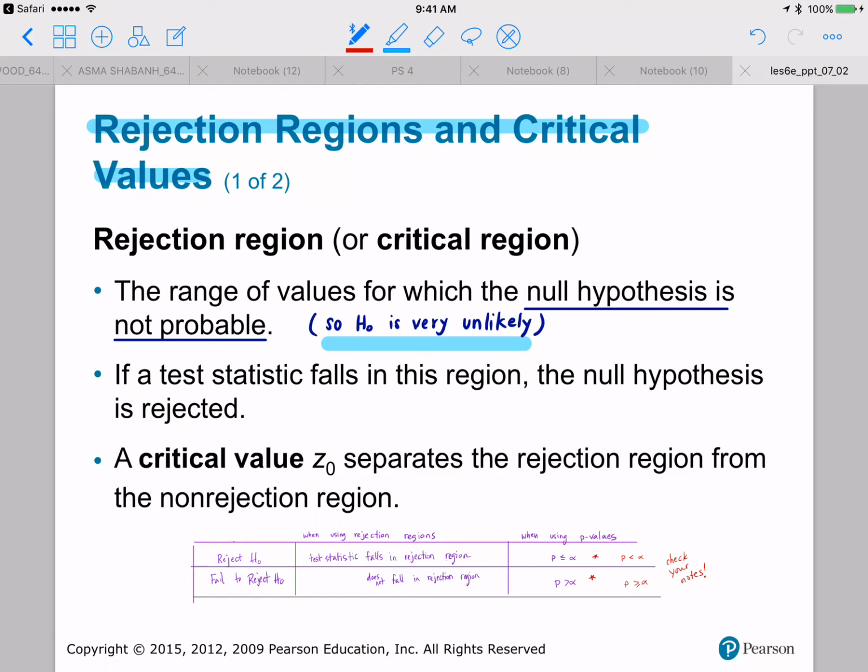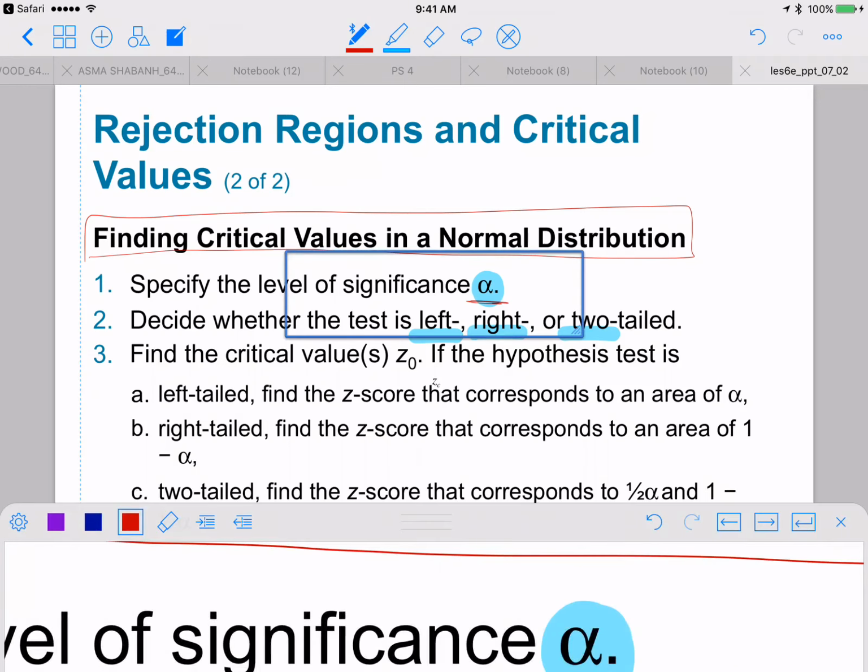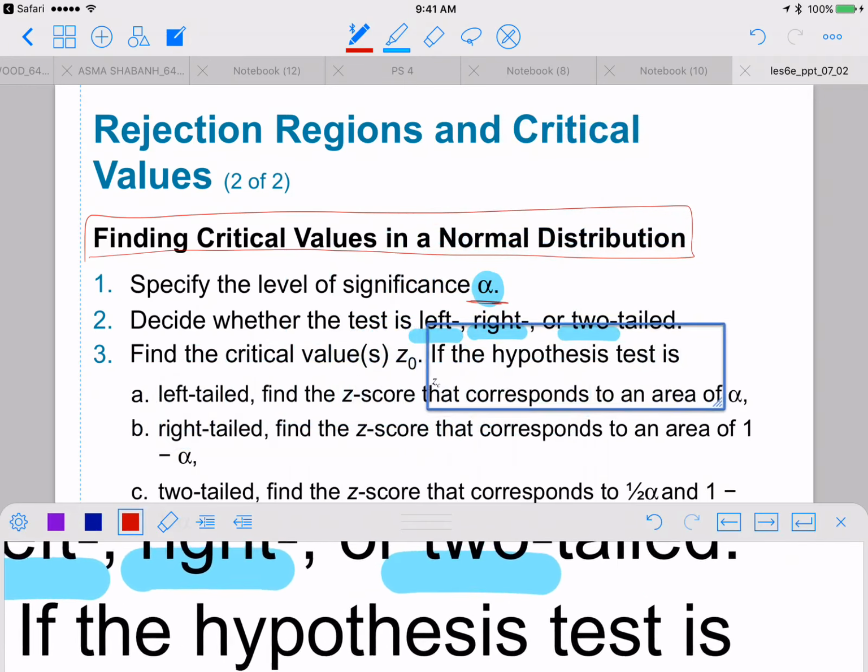And we determine the rejection region by looking at critical values. Remember, we had critical values when we were dealing with confidence intervals, right? And we're going to find our critical values in exactly the same way. A critical value separates the rejection region from the non-rejection region. Finding critical values in a normal distribution is pretty straightforward. Once you specify your level of significance, alpha, and you decide whether you're doing a left, right, or two-tailed test, you'll be able to find your critical values.